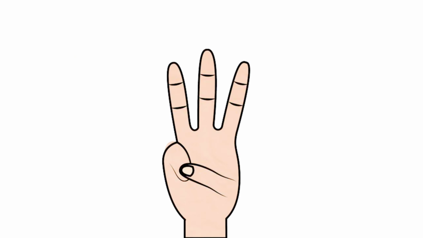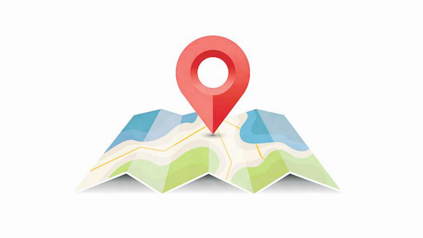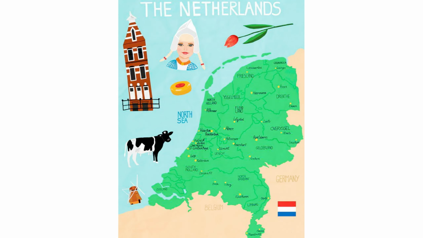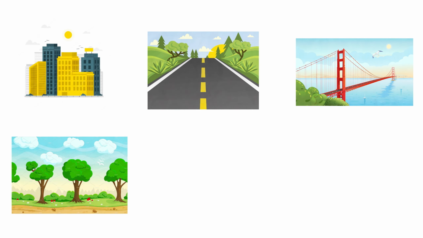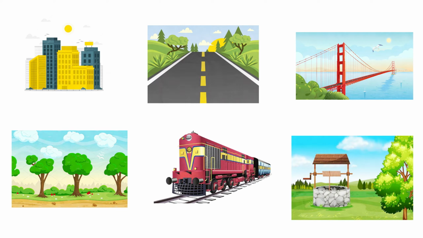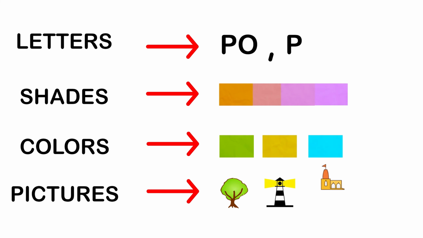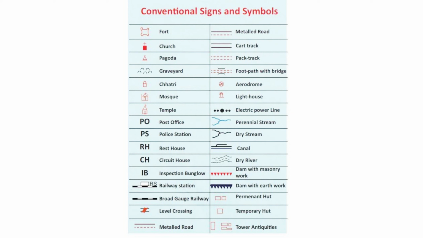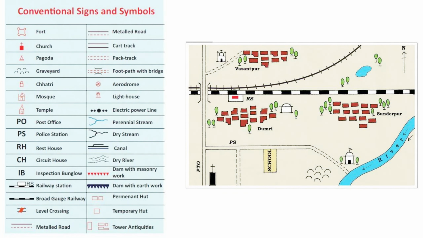Symbols. It is the third important component of a map. It is not possible to draw on a map the actual shape and size of different features such as buildings, roads, bridges, trees, railway lines, or a whale. So they are shown by using certain letters, shades, colors, pictures, and lines. These symbols give a lot of information in a limited space. With the use of these symbols, maps can be drawn easily and are simple to read.